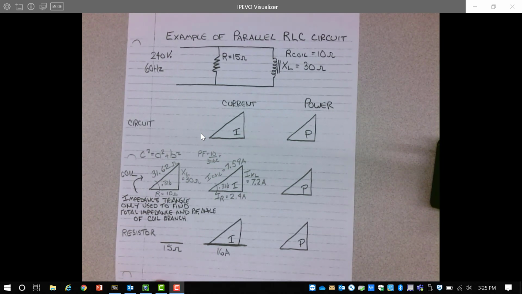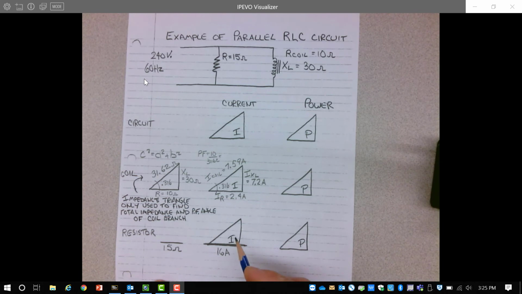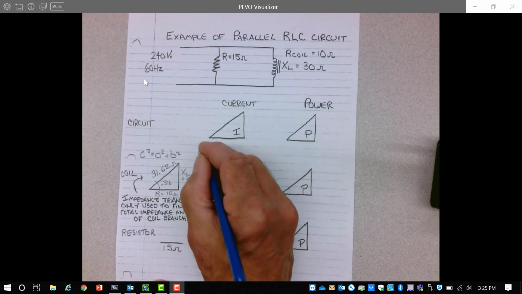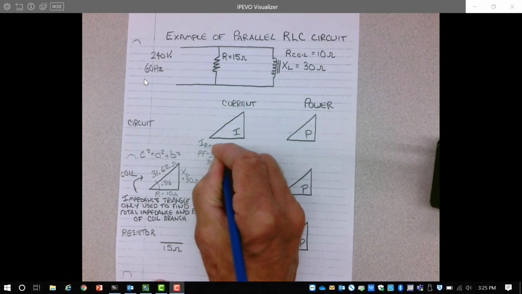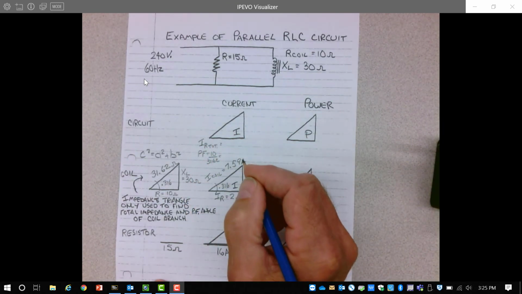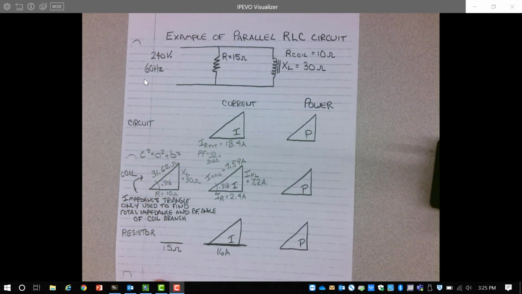And current in parallel circuits adds up. So I can simply add similar values from my current triangles for each load to give me the total current in the circuit. I have 16 amps of resistive current on the horizontal for the resistor, 2.4 amps of resistive current from my coil. So the total, IR total, equals 16 plus 2.4, or 18.4 amps.